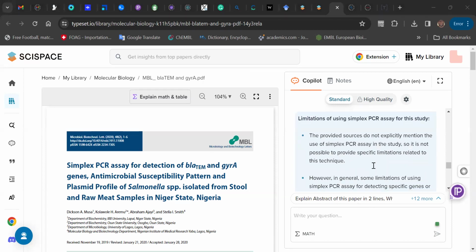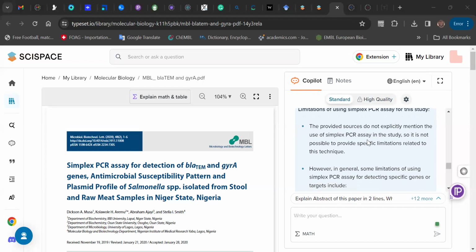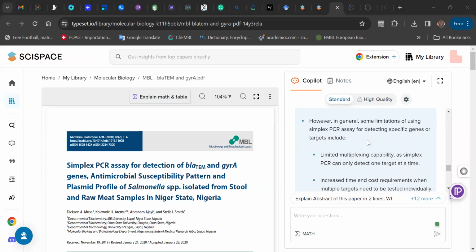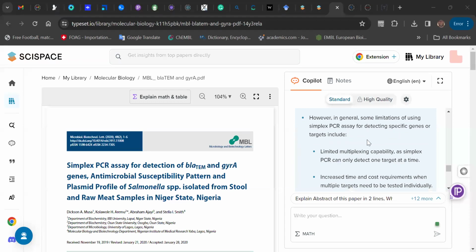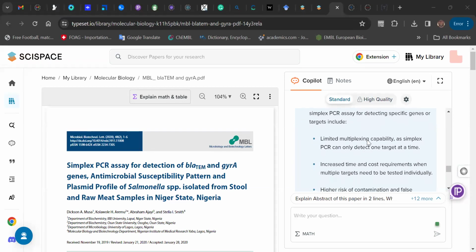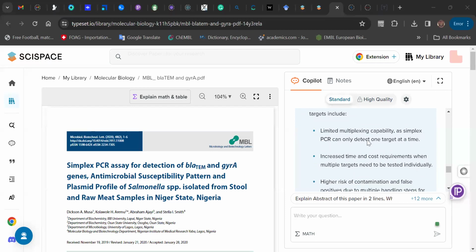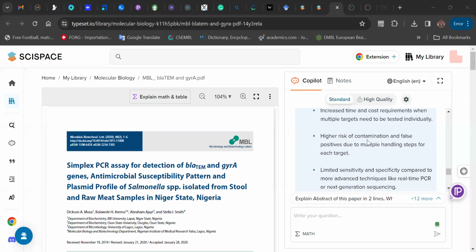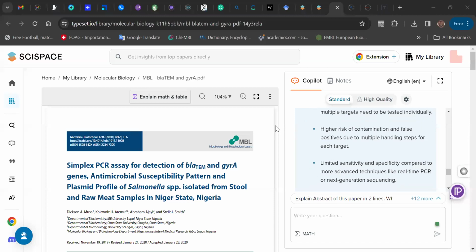So, its answer is such: the provided sources do not explicitly mention the use of simplex PCR assay in the study, so it is not possible to provide specific limitations related to the technique. However, in general, there are some limitations of using simplex PCR assay techniques. So it now gives a general overview, but not based on this paper. So we always have to streamline the kind of question we ask.